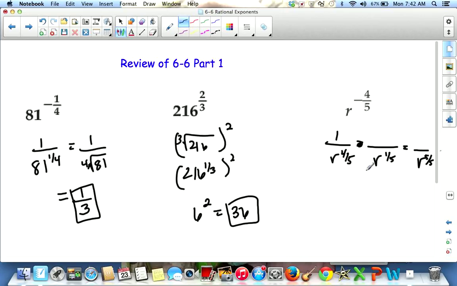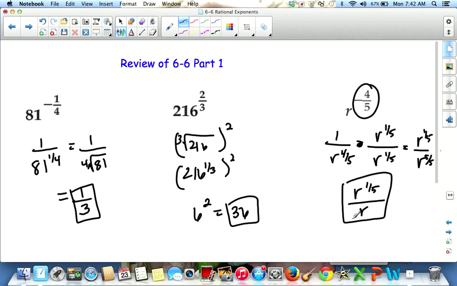So if I'm going to multiply the denominator by r to the 1/5, I've got to multiply the numerator by r to the 1/5 as well. So then what we have here is r to the 1/5 over r. And since we started with rational exponents, we're going to end with rational exponents as well. If you did write it as the 5th root of r over r, that's fine. But again, if we start with rational exponents, we want to end with rational exponents as well.